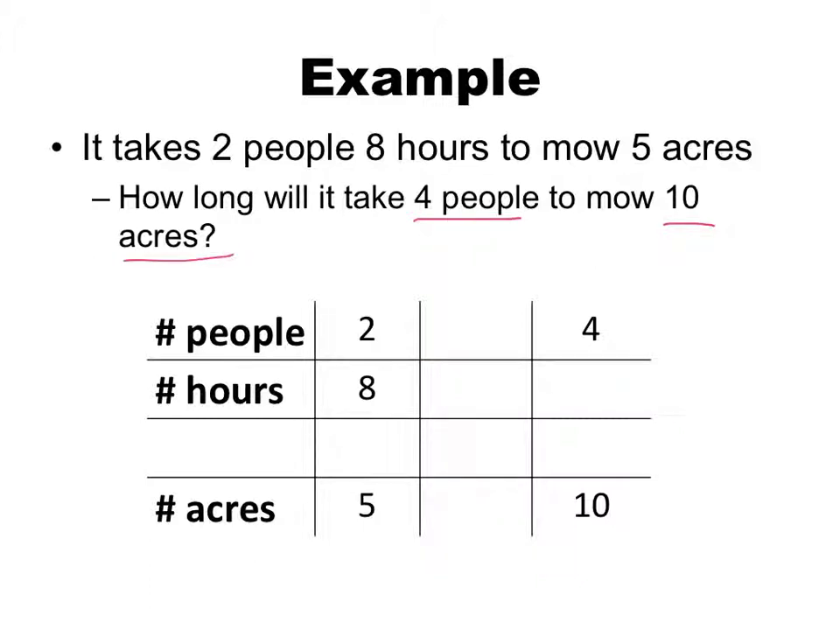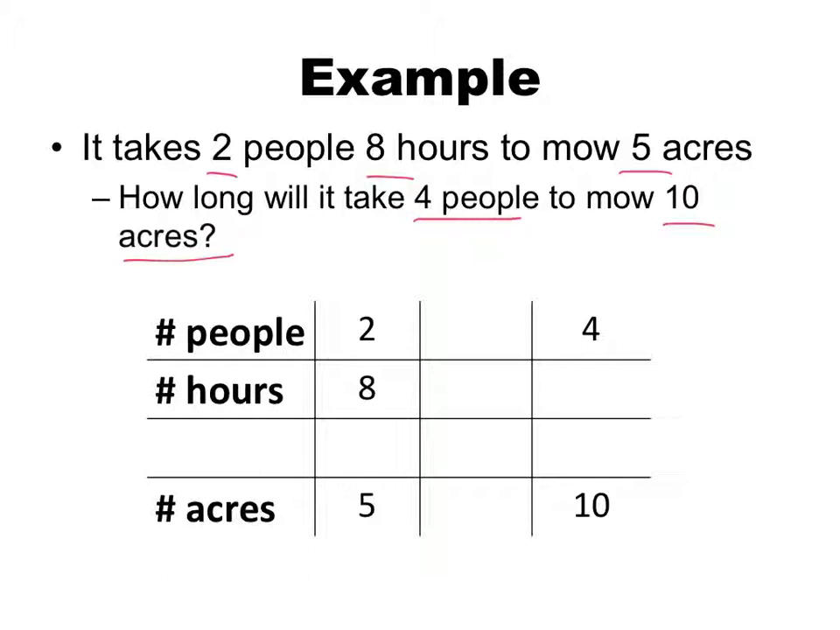Okay. So to set this up, we're going to draw a table, like our previous example. We're just going to have more rows in this table. We have our first quantity in the first row, second quantity in the second row, third quantity in our last row, and I'm going to leave a blank row here. And in a minute you'll see why I leave a blank row. In this first column we're going to put the given values of these quantities. So initially it took 2 people 8 hours to mow 5 acres, so I put those numbers here.